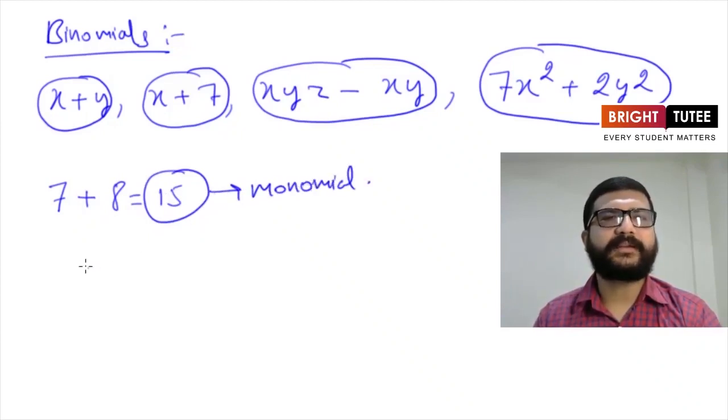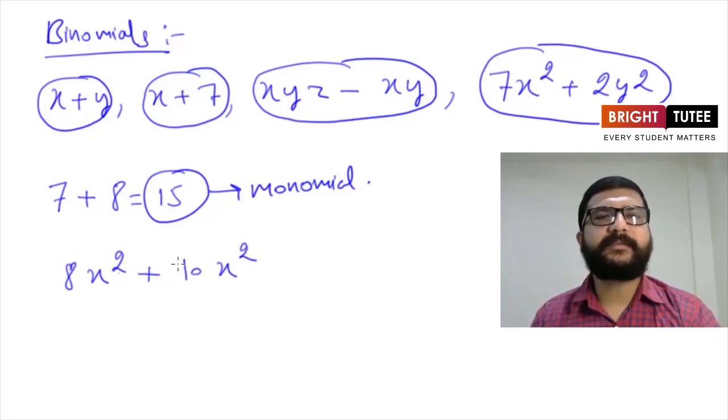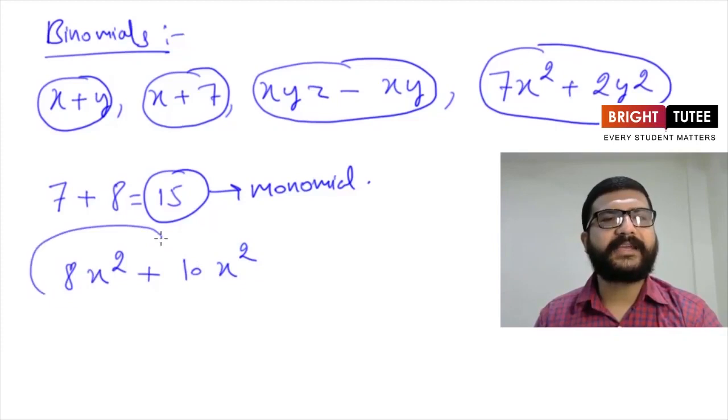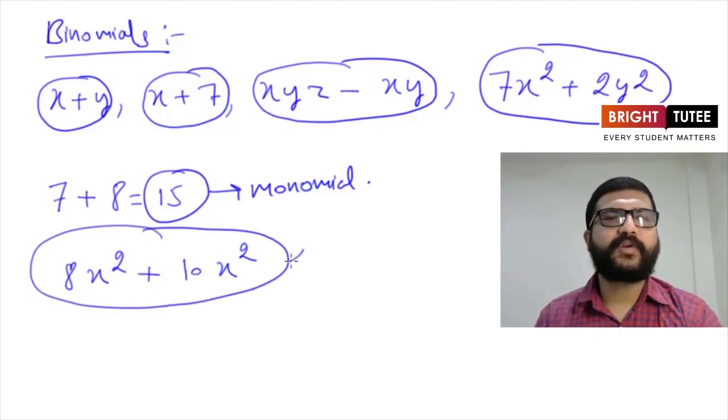This one is not binomial. Now again, let's say we are having 8x square plus 10x square. Now what do you think about this expression? Is it a binomial? Do we have 2 unlike terms here? No, we don't have 2 unlike terms. These are 2 like terms only. So again, this is also an example of monomial only.